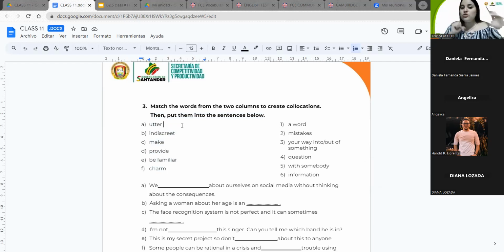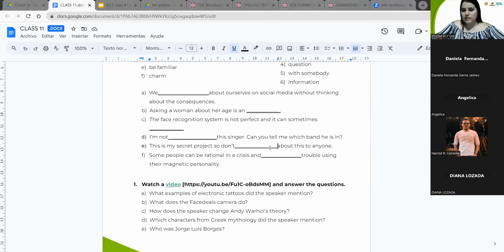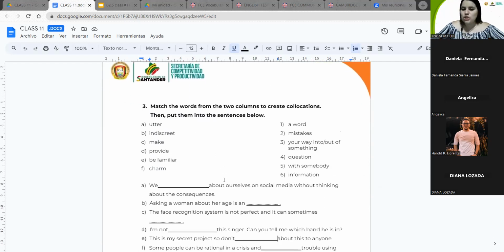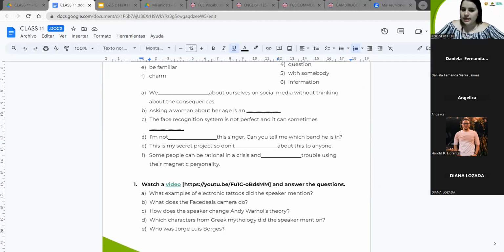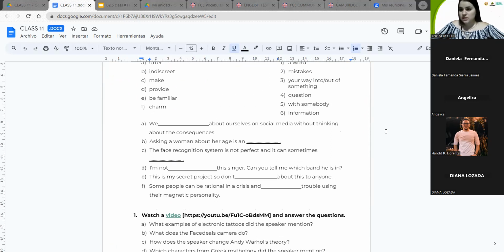So first you have to do this. First, guys, you have to do this. And once you finish with this part, you are going to place it in these empty spaces or in these blanks. Okay, good. Clear, guys? Is it clear? Yes, teacher. All right. Please start.